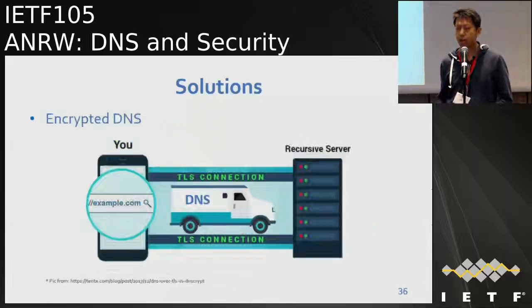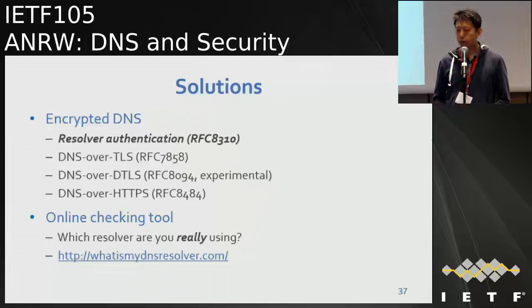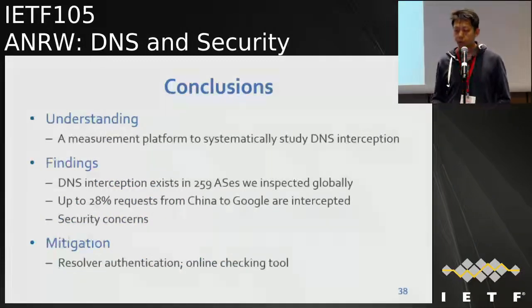For example, if you set up a TLS connection between you and recursive resolvers, you can somehow use the certificate to verify, okay, this turns out to be the right recursive resolver, or this turns out to be something I have no idea about. So we know there are some very good, very interesting RFCs working in this direction, and we believe this is the right way to go. And in the meantime, we also provide this online check-in tool. So even without encryption, if you go to our website, you can clearly see who the real DNS recursive resolvers you are using are.